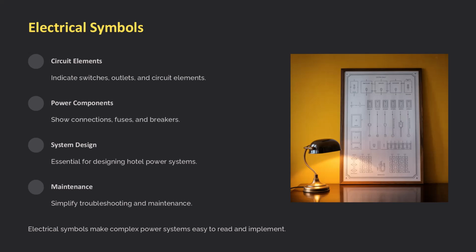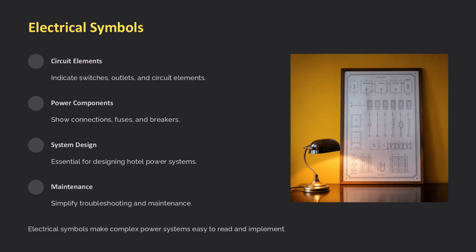Electrical symbols. Electrical symbols are the backbone of power system drawings in hotels. They show outlets, switches, panels, fuses, and breakers in a simple graphic way. By using these symbols, electrical systems become easy to interpret, no matter how large or complex. They guide contractors during installation and help avoid wiring errors that could cause outages or safety hazards. Electrical symbols also make troubleshooting faster, since technicians can immediately identify circuits and components.